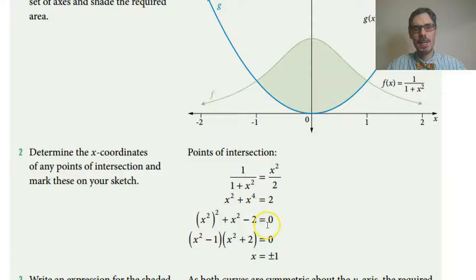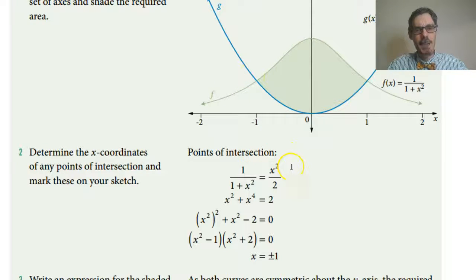This one's a quadratic in x squared, except this part will never be 0. So it has to be x squared minus 1. If x squared minus 1 is 0, that means x is plus or minus 1. So that made those points easy to find. I don't even need the y coordinates because I'm actually going to be integrating. Okay, f is greater than g.